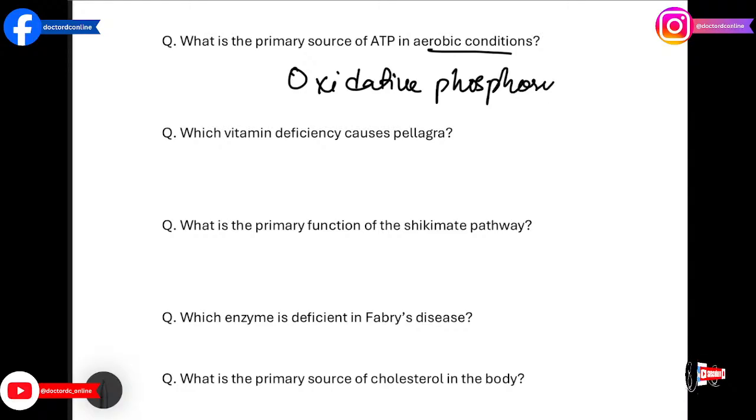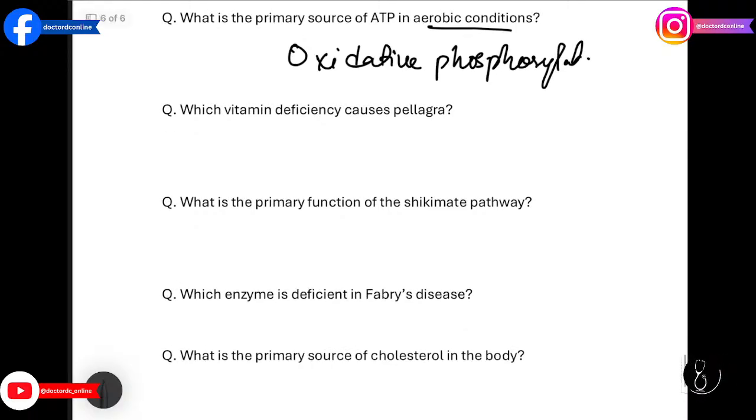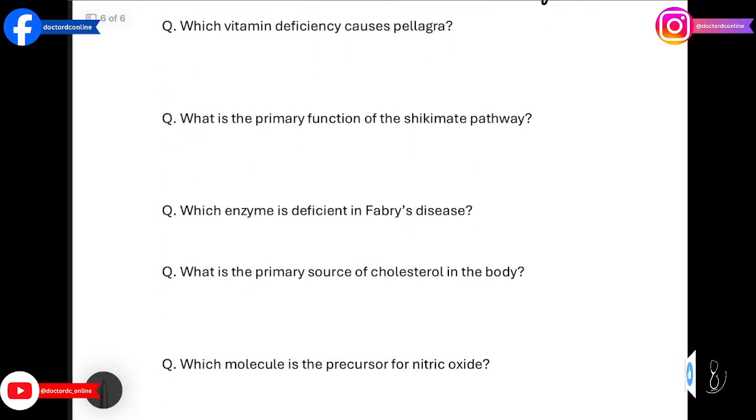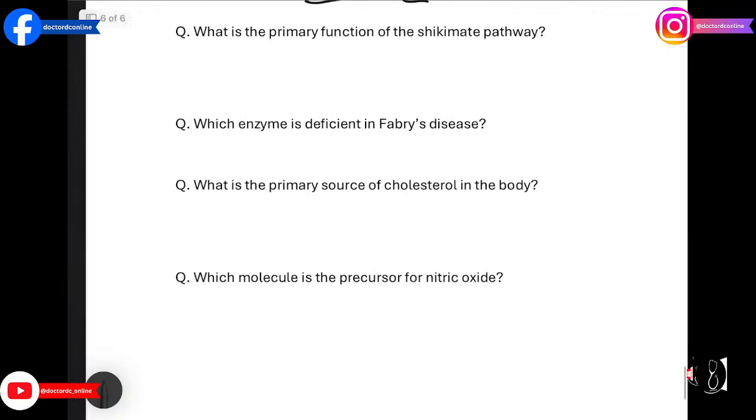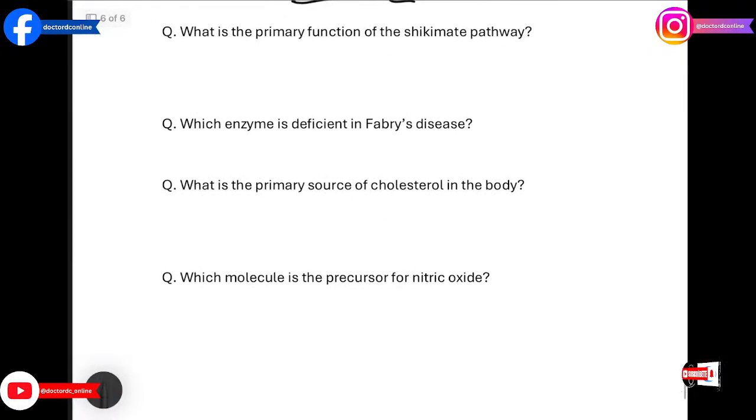The next question is, which vitamin deficiency causes pellagra? And the answer is niacin, vitamin B3. It causes dermatitis, diarrhea, and dementia. The next question is, what is the primary function of the shikimate pathway? And the answer is aromatic amino acid synthesis. It produces phenylalanine and tyrosine in plants and bacteria.